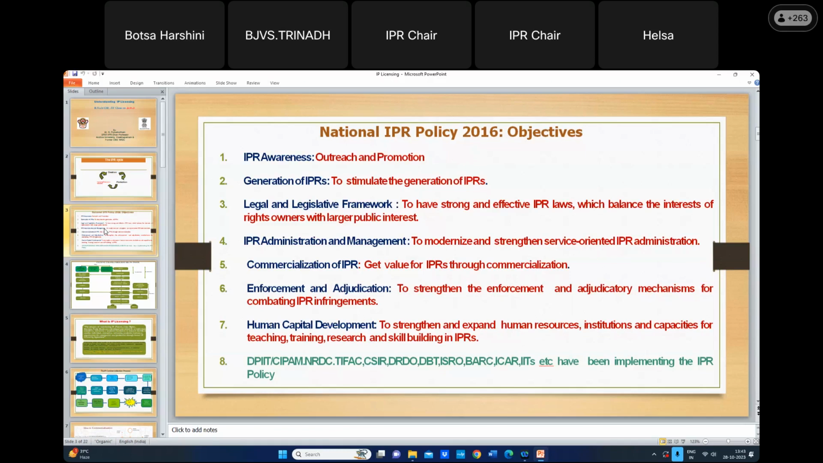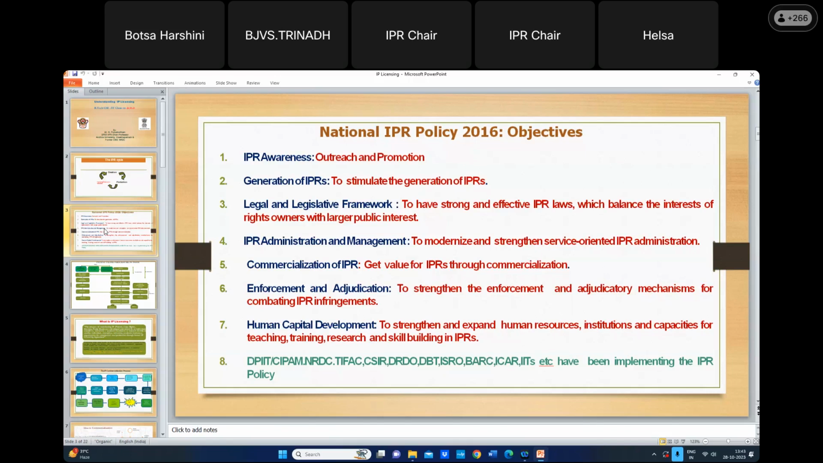And human capital development. If all these things are to happen at a faster pace, what is required is human capital. The human resources are very, very important. So Government of India has also put as one of the objectives of the IPR policy to develop strong human capital in our country, to strengthen and expand human resources, institutions, capacities for teaching, training, research, and skill development.